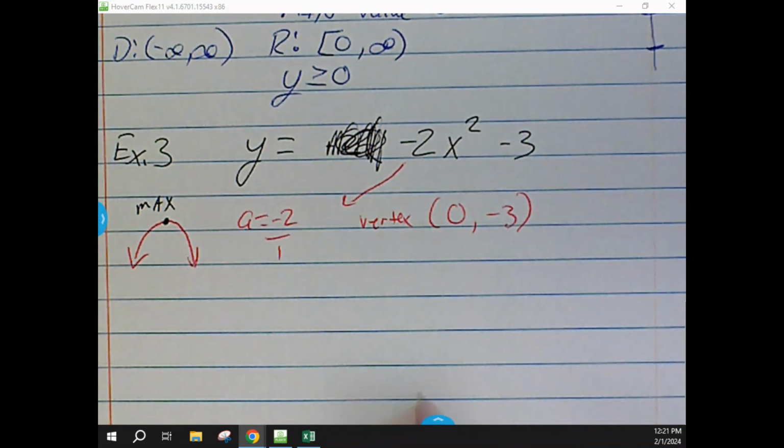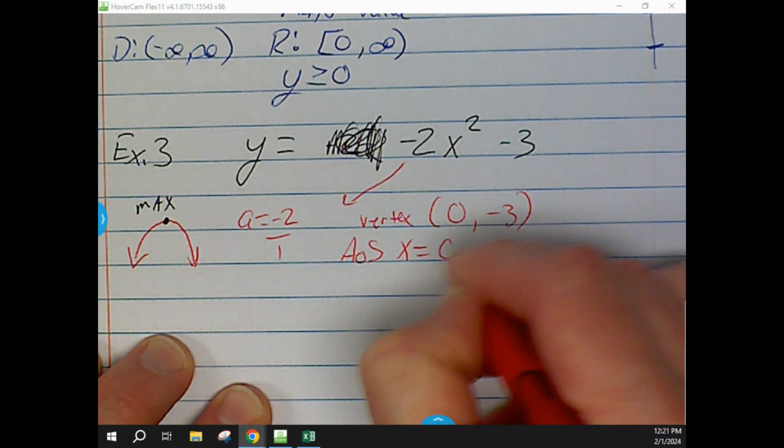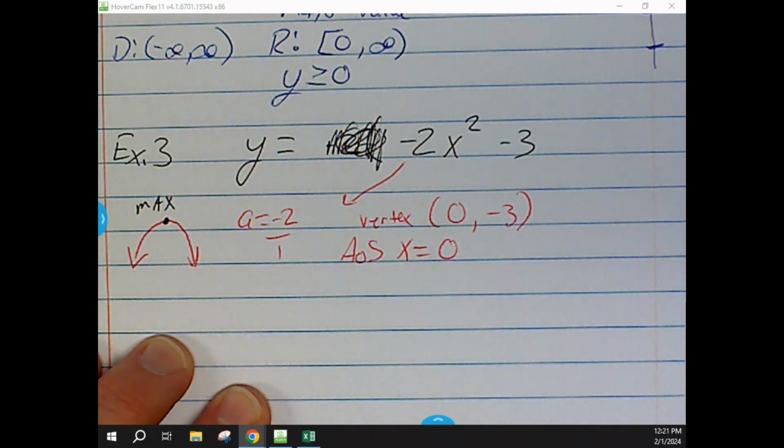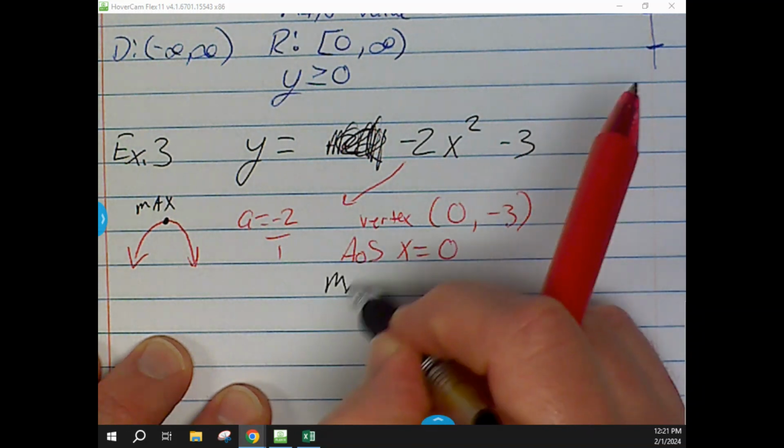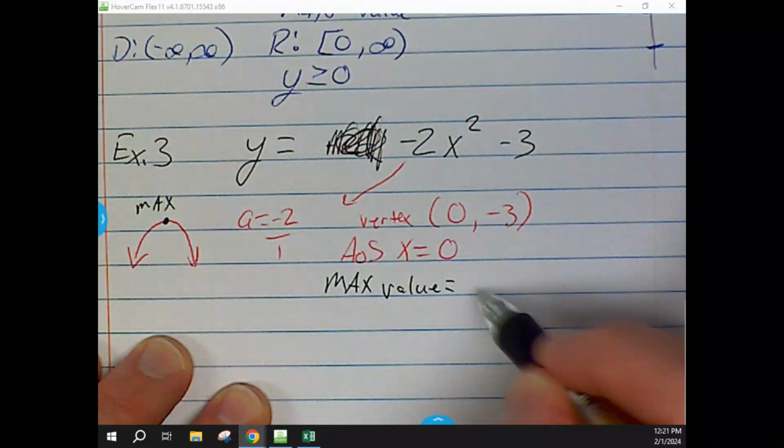Okay, and again, once you've got the vertex, everything else is just copying the numbers. The axis of symmetry is x equals that number. Again, we know that's a max value. So the max value is the y number.